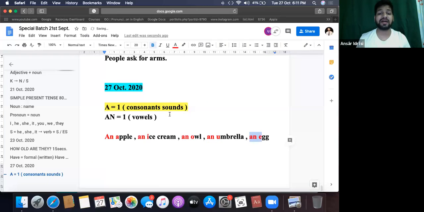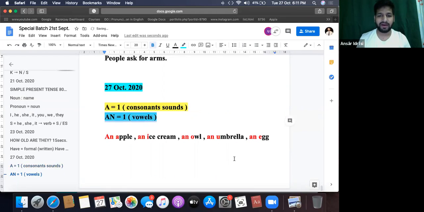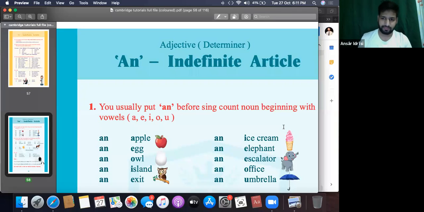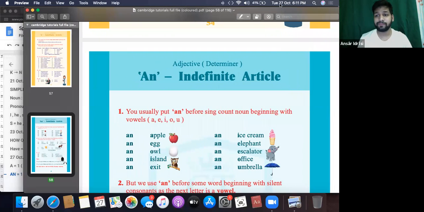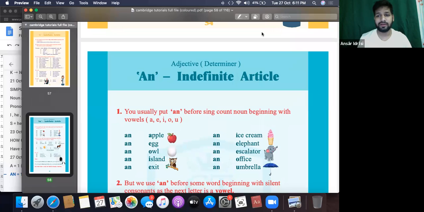But this definition is half. Why half? I'll show you today. Let's have a look here. Rule number 1 is what our teacher taught us, and she taught us half. An indefinite article: we use an when something is singular, only one, beginning with a vowel. For example, an apple, an egg, an ice cream, an owl, an island, an exit, an elephant, an escalator, an office, an umbrella, etc.